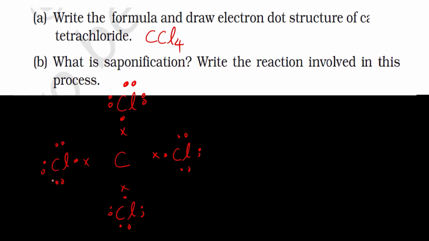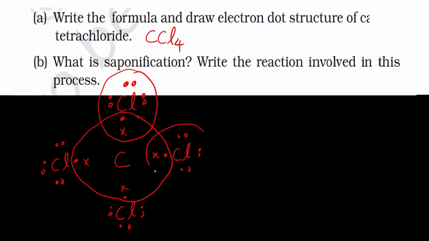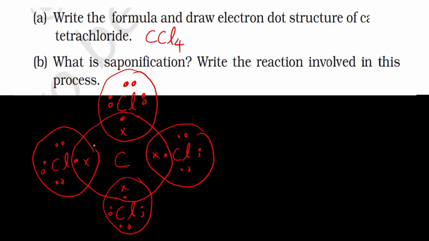And what you have to do? You have to take, for carbon, 6 electrons shared, and for this chlorine, like this, for this chlorine, for this chlorine, and for this chlorine. So the electron dot structure is completed. Sure question, electron dot structure. And what is saponification reaction?